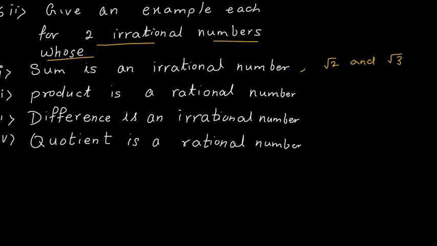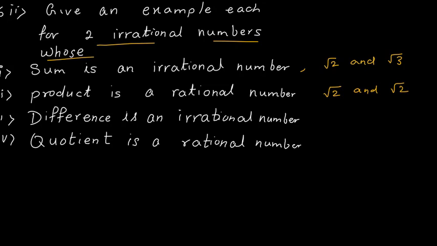Product is a rational number. Give an example each for 2 irrational numbers whose sum... So for the first I have given this example. Product is a rational number. So for the product, I want a rational number. So you can take the example of root 2 and root 2. Here the product is a rational number.